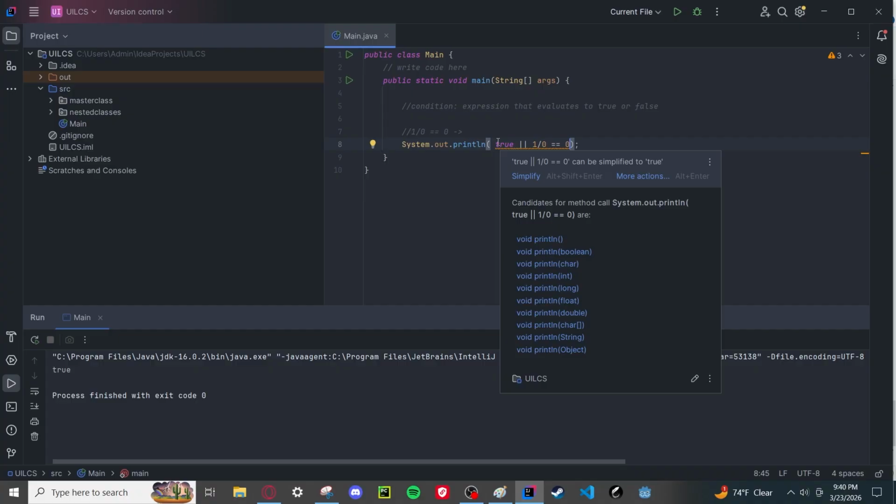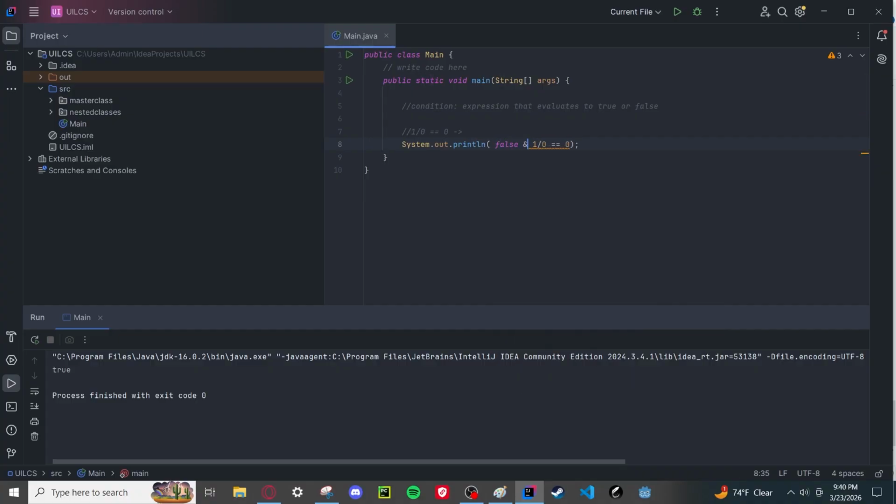So you can kind of look at the same thing with an and. If I made this false and made this and then I ran this, well, we're going to get false. We're not going to get this expression or this error because Java's going to see it's false. It's going to see we're working with and it's going to evaluate false.